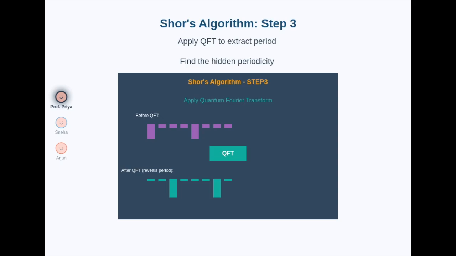Step 3 is where the magic happens. We apply the Quantum Fourier Transform to extract the period of our modular exponentiation function. The QFT reveals this hidden periodicity efficiently.